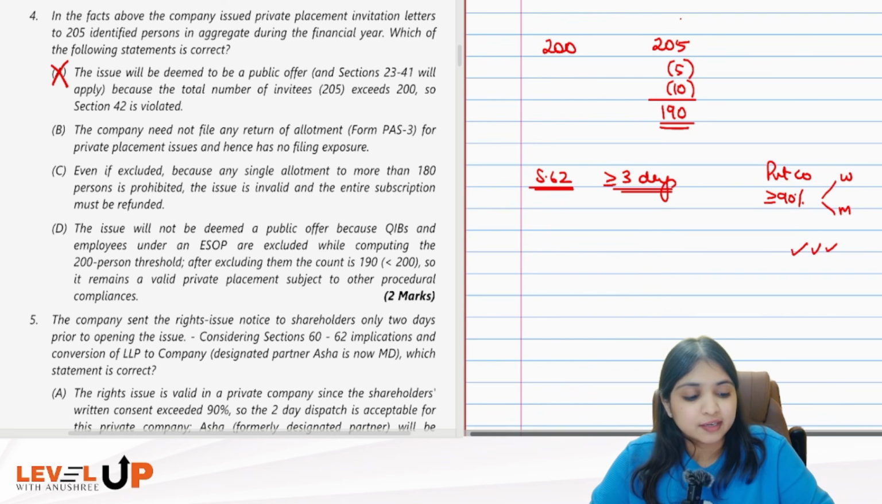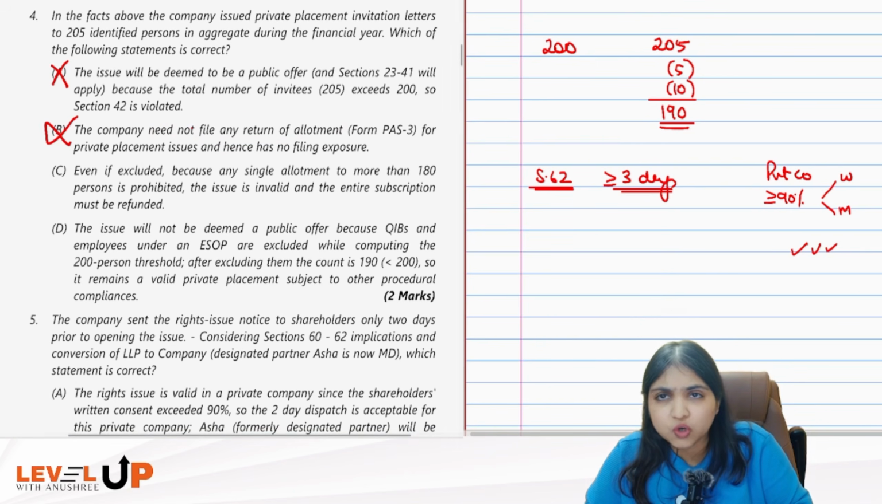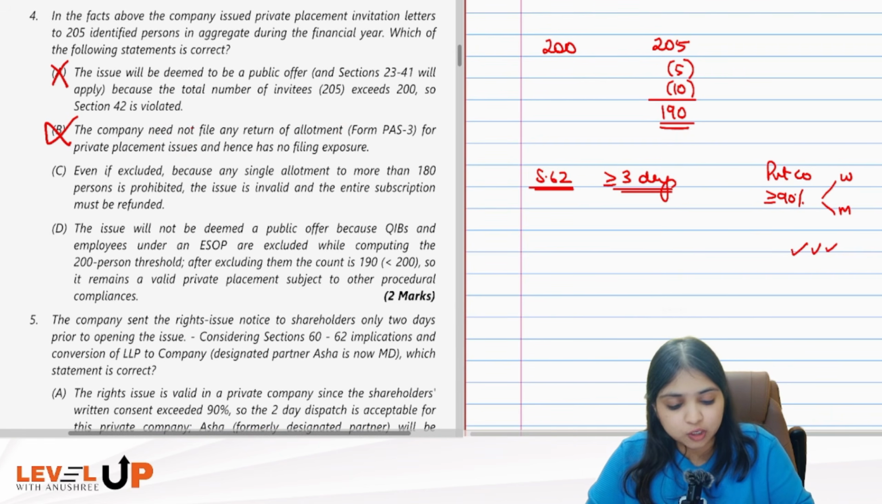But here we have checked that even though we have made the offer to 205 people, it is in effect 190 people only, which is less than 200. So therefore it is within the limit. So therefore there is no question of a deemed public offer here. Then, the company need not file any return of allotment for private placement issues. Wrong. Even in private placement we have to file a return of allotment.